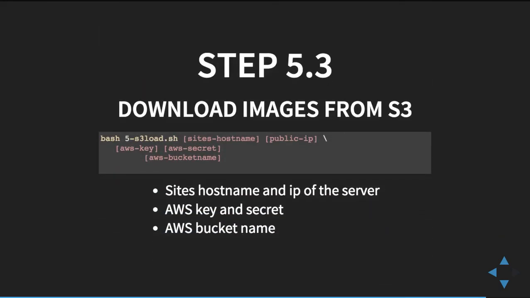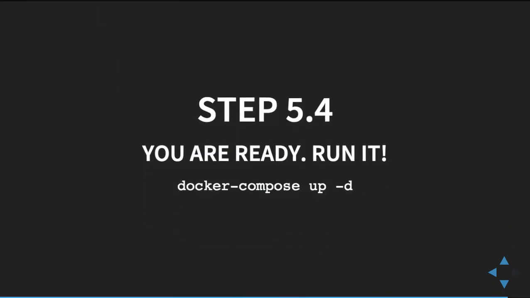You are now ready to download the images, using the fifth script. You need to provide a number of parameters: the host name you assigned to Sites, the IP of your server, the Amazon key and secret, and finally the bucket name. Once you have collected all that information, the script will do all the work needed to download a runnable Sites image in your server. Now you are ready to start. Just use the following command and you can use Sites.